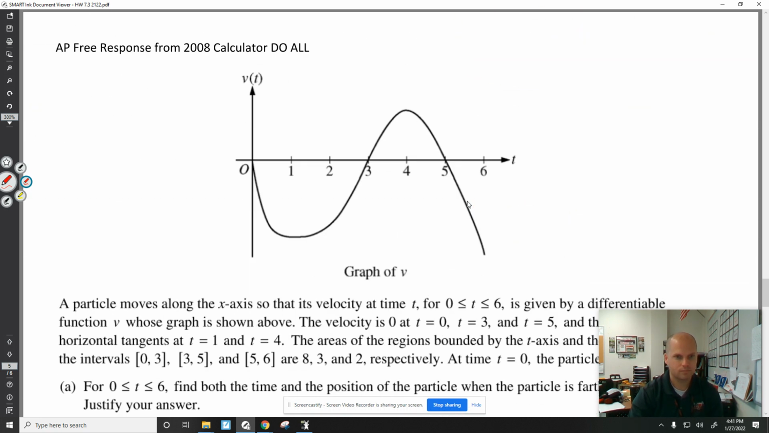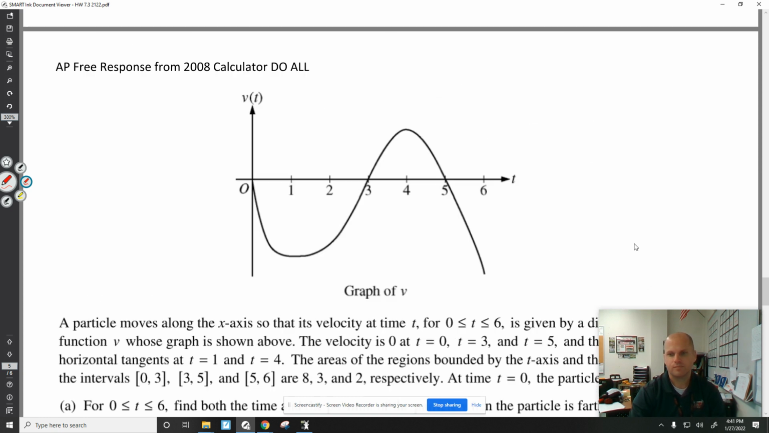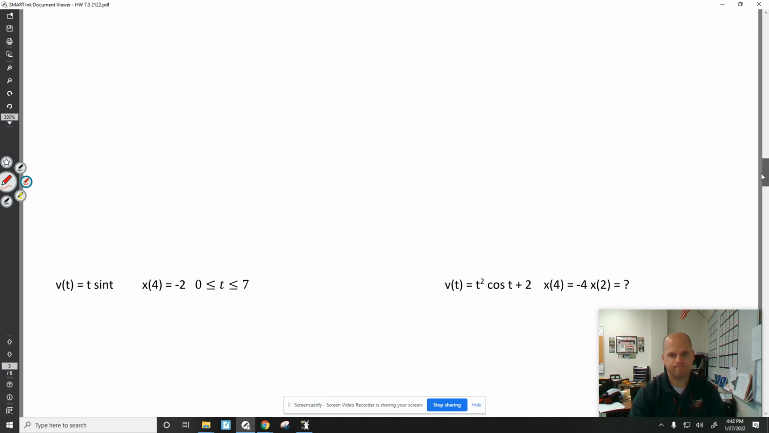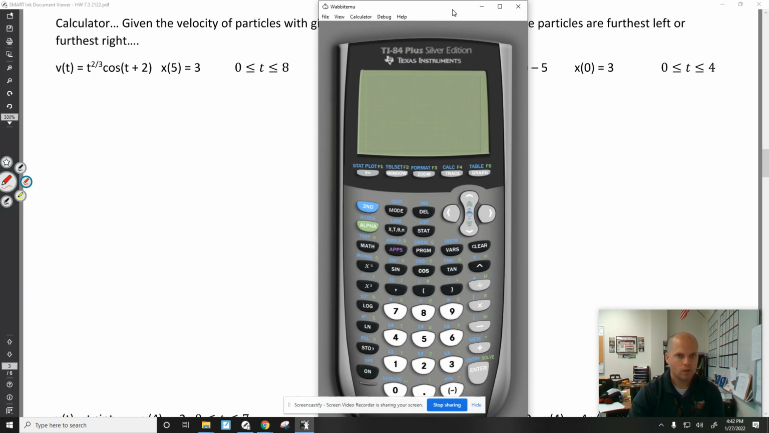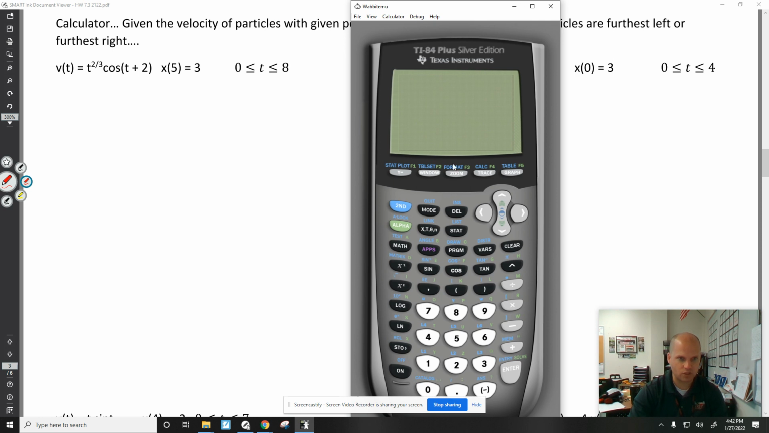Now, we can do this with graphs of v. Now, pay attention to your interval. Pay attention to the position you're given. Let's do this. T to the 2/3, you did this in your homework, cos t plus 2.